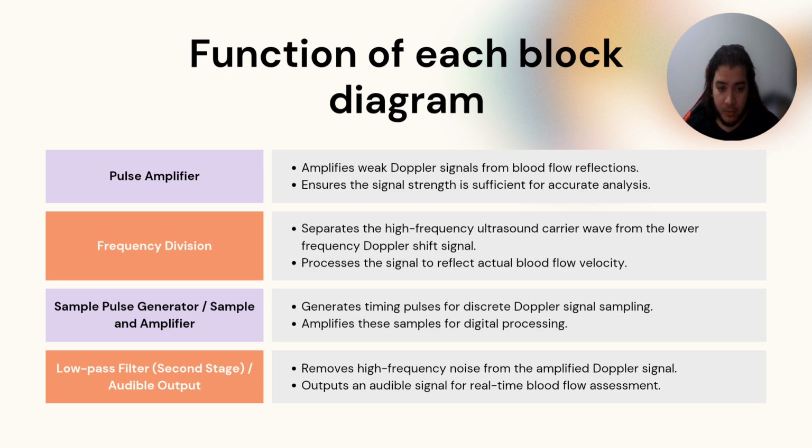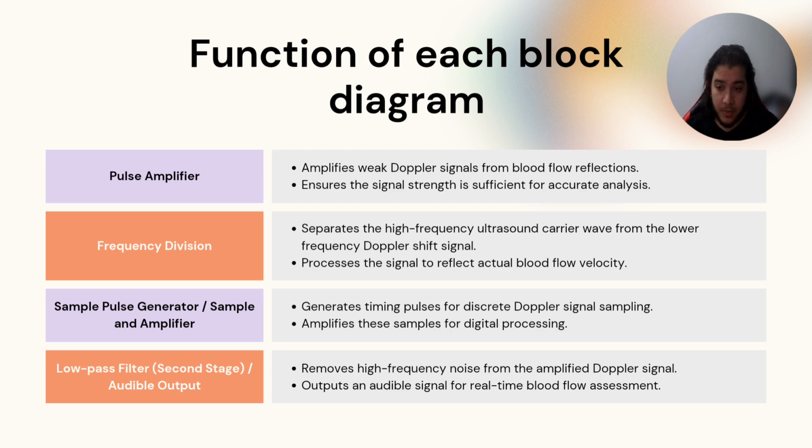After that, the frequency division block is used to process the Doppler signal by separating the high-frequency ultrasound carrier wave from the lower frequency Doppler shift signal. This is achieved through electronic circuits that divide the frequency of the received signal. The resulting signal corresponds to the actual blood flow velocity, which is then used for further analysis.